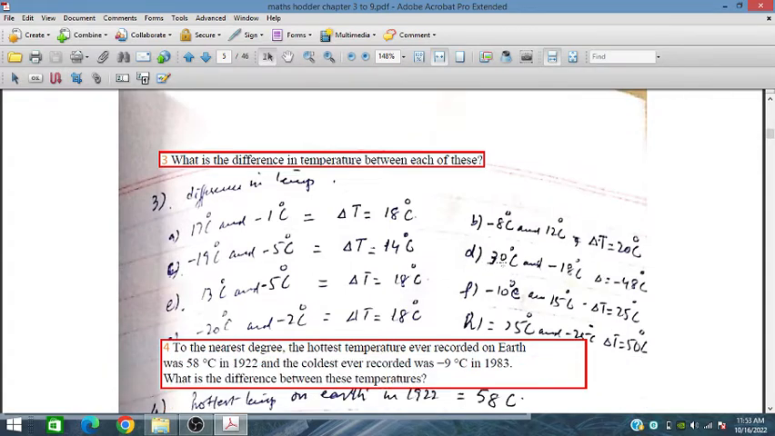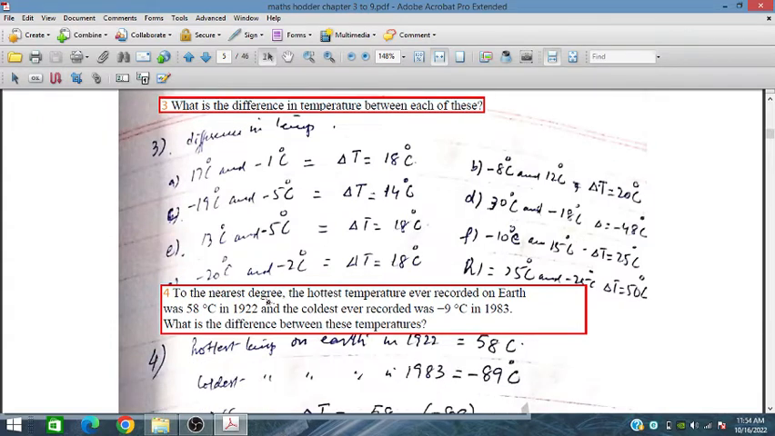Minus 18 to 30 is a difference of 48, so this is plus 48. If someone goes from plus 30 to minus 18, then it is minus 48. If someone goes from minus 10 to plus 15, then it is 25 degrees upward.